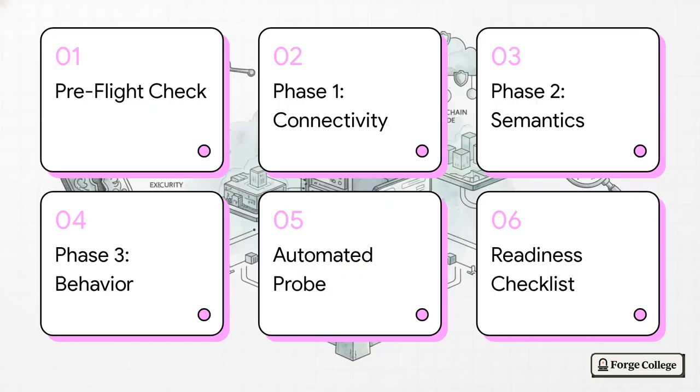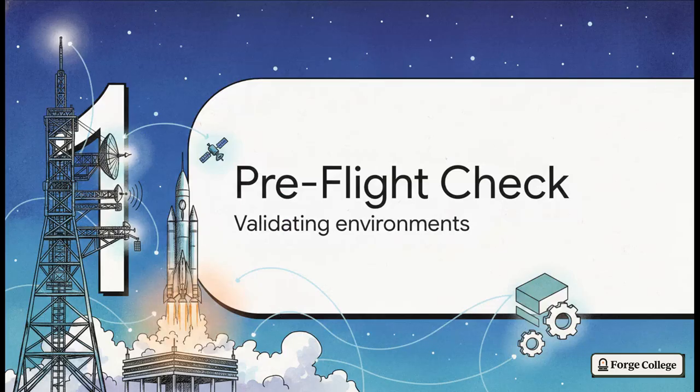Okay, let's dive right into this. Here is the literal checklist we're using to audit our systems today. We'll start with the pre-flight check, move through 3 distinct validation phases for connectivity, semantic correctness, and operational behavior. Then we'll build an automated probe, and finally lock in that readiness checklist. Starting off with Section 1, the pre-flight check.